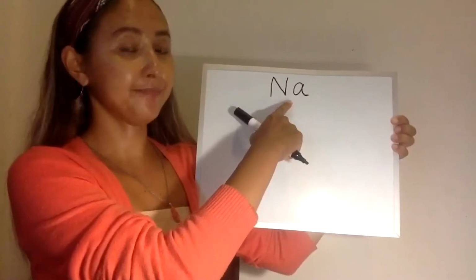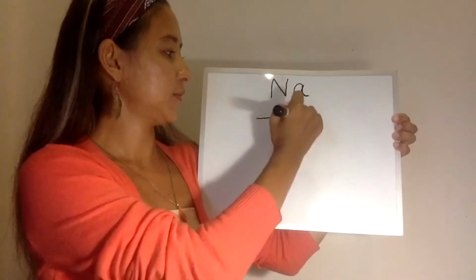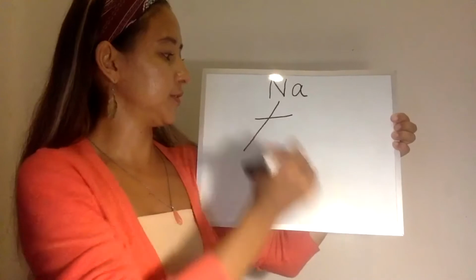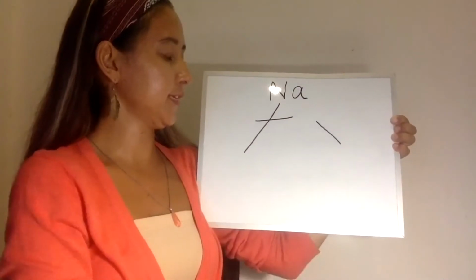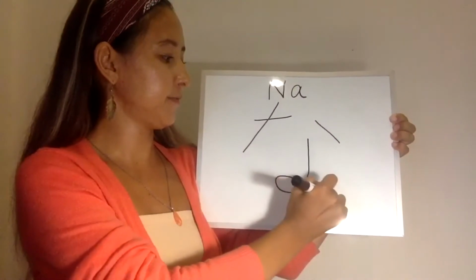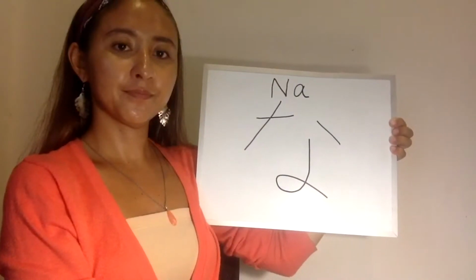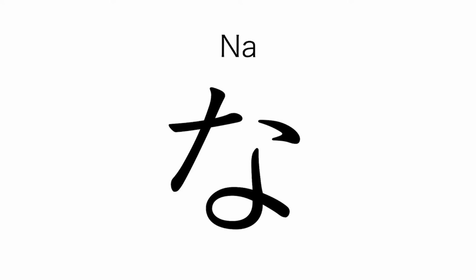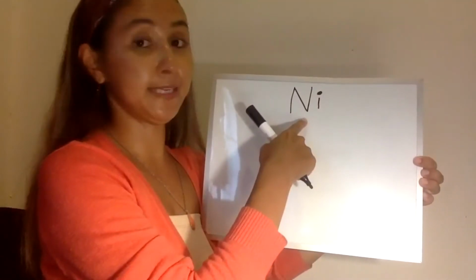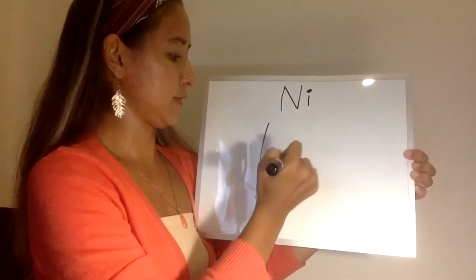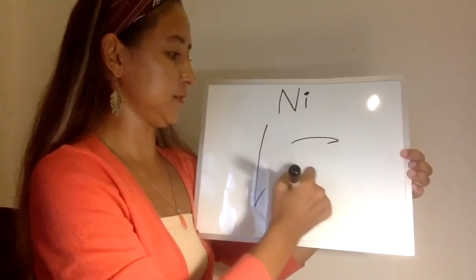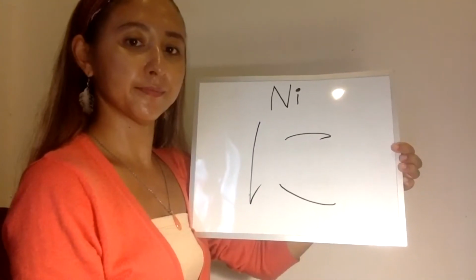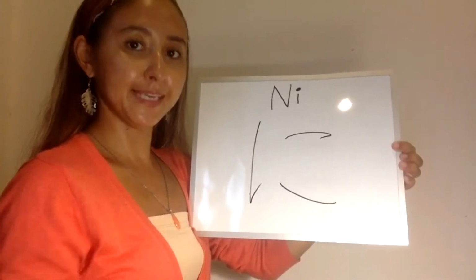Let's start with na. 1, 2, 3, then 4. Na, na. So next one is ni. 1, 2, 3. Ni, ni.